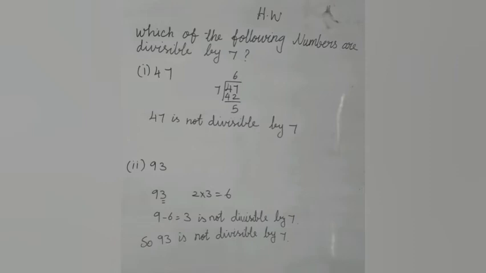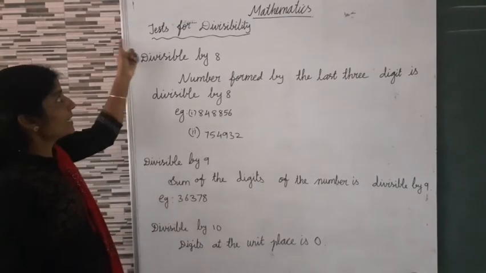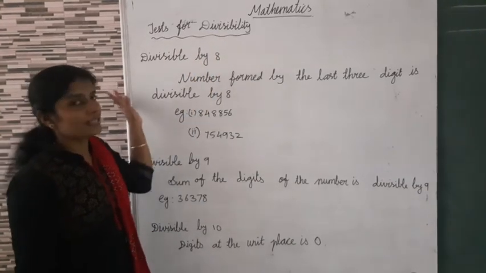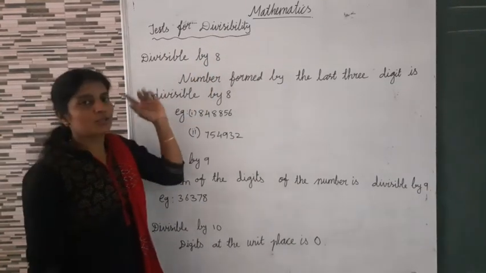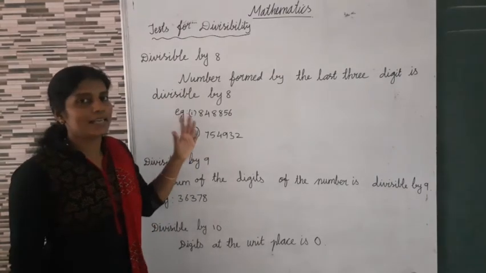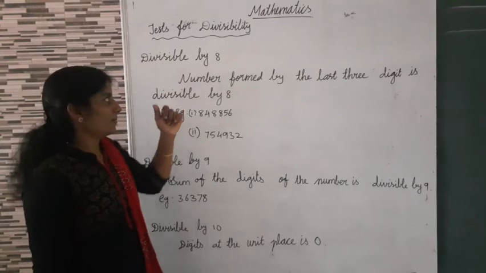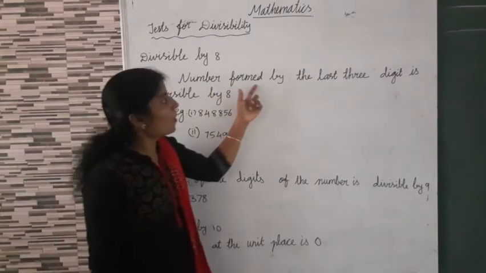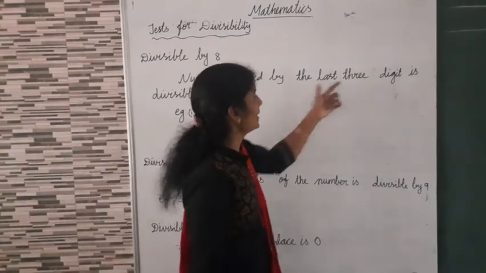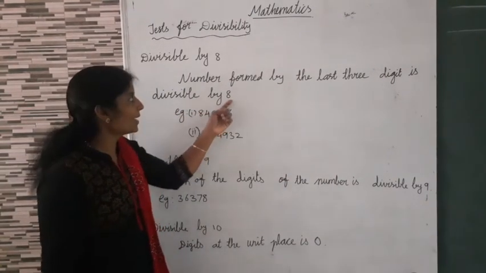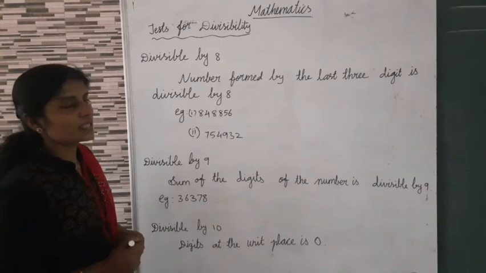Okay. Let's start our maths class. Now we can continue tests for divisibility. Last class we studied divisibility by 2 to divisibility by 7. Today, divisibility by 8. The number formed by the last 3 digits is divisible by 8. Isn't it? The number formed by the last 3 digits.